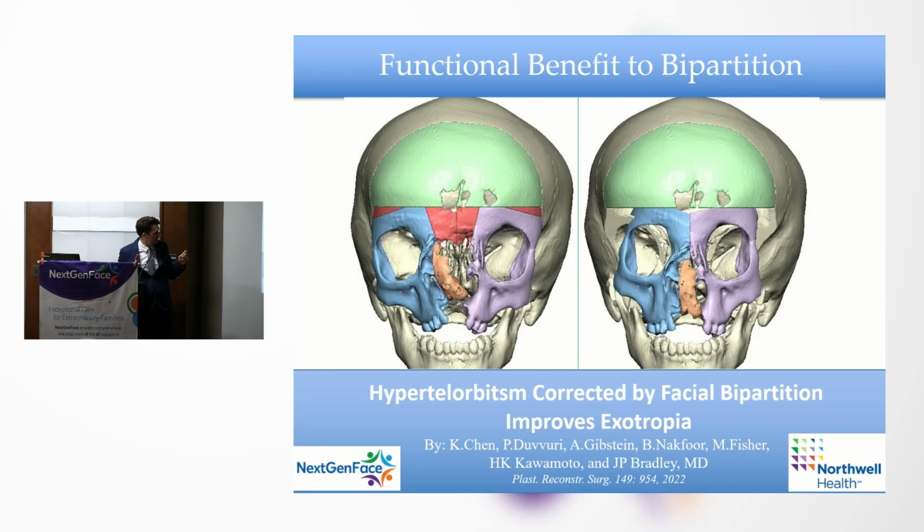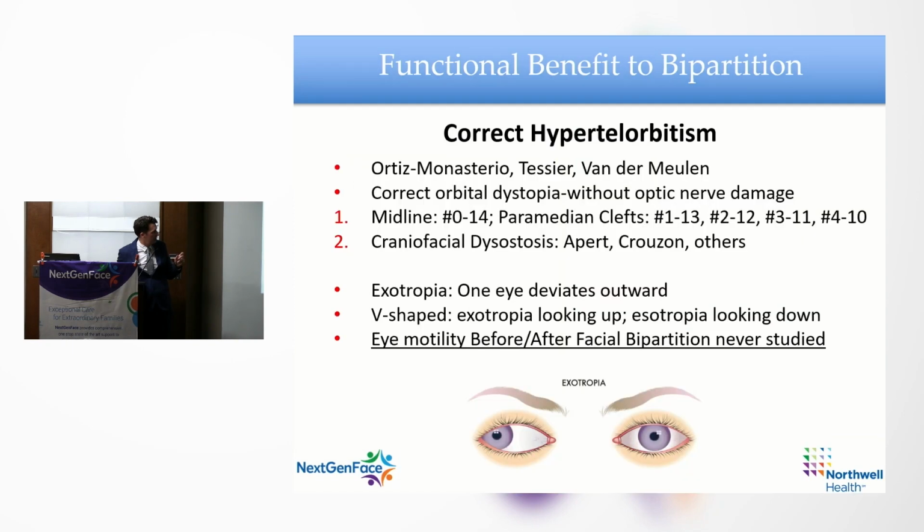And lastly, we're going to look at a study that we recently did that looked at hypertelorbitism that was corrected by facial bipartition. So Dr. Tessier, Ortiz Monasterio, Van der Meulen first described this facial bipartition to correct orbital hypertelorism. They knew that you could fix this without injury to the optic nerve, fixing both craniofacial dysostosis and clefts. But what wasn't looked at was exotropia. So we looked at whether that would be corrected as well.